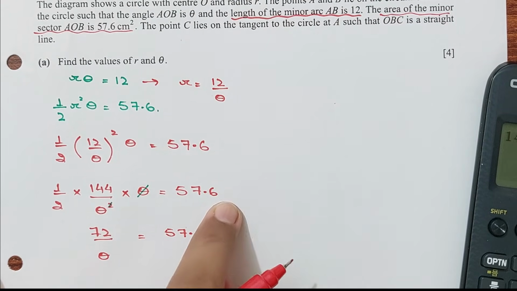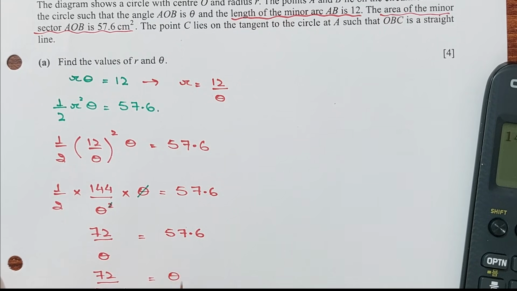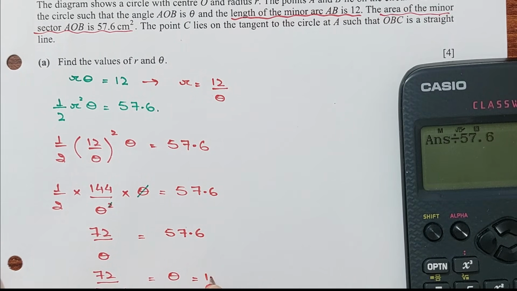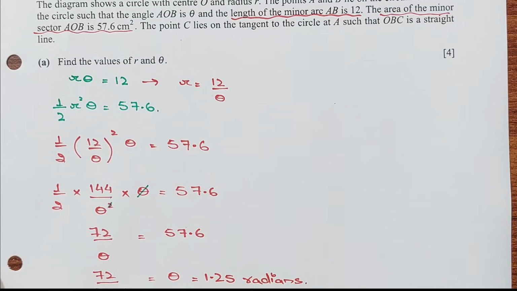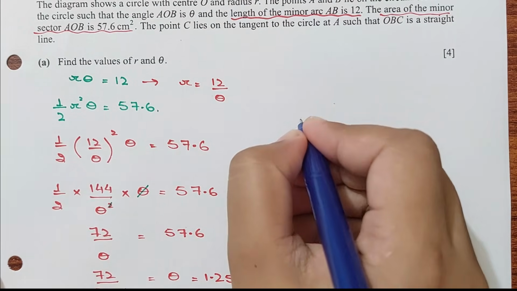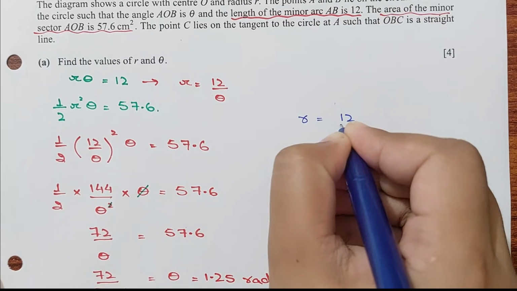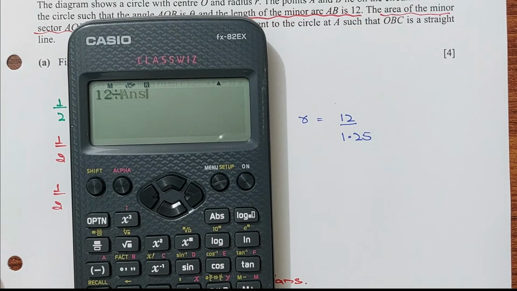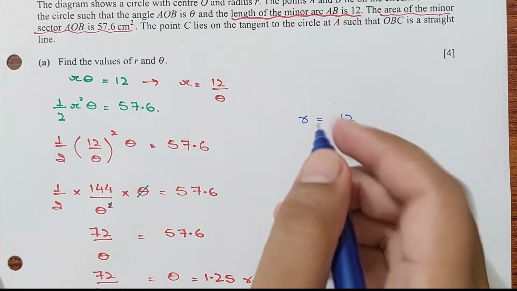Okay, now theta shifts to the other side, so we can say 72 divided by 57.6 is equal to theta. Divide 72 by 57.6, which is 1.25 radians. Okay, the next thing is we have to solve for the radius. So we can say here radius is 12 over theta, which is 1.25. So 12 divided by 1.25, the answer is 9.6 centimeter.